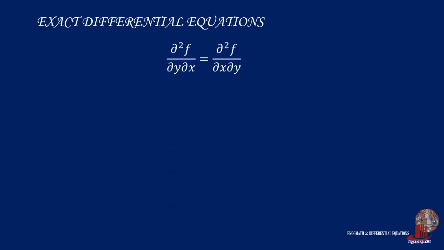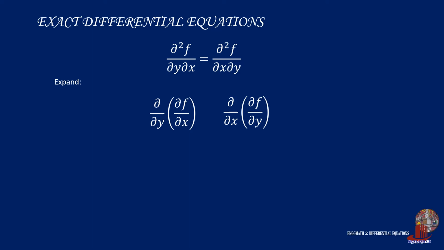So if we expand each term, we can say the partial derivative of the derivative of a function with respect to x and again with respect to y, and so is the expansion of the second term. From the previous discussion, we had denoted M for the partial derivative of the function with respect to x and N for that with respect to y. Thus, we can simplify the test for exactness as the partial derivative of M with respect to y, which is equal to the partial derivative of N with respect to x.